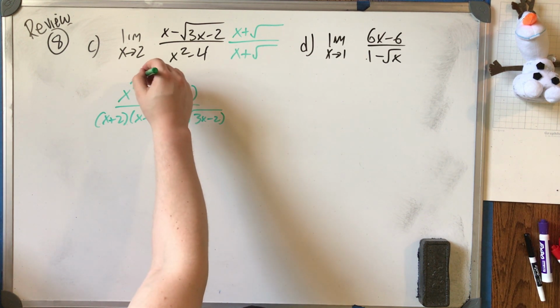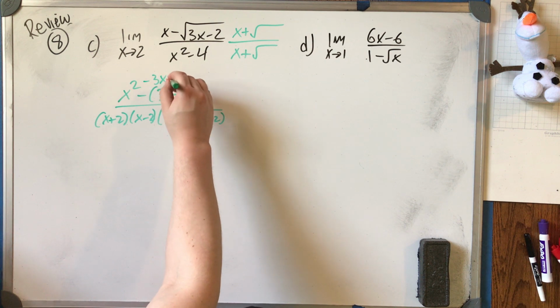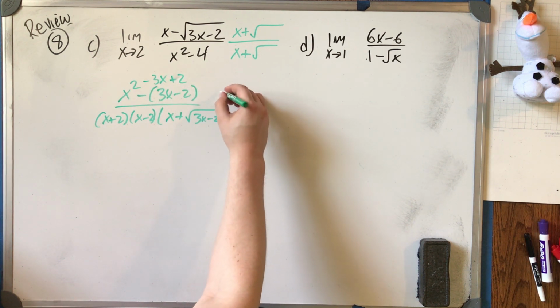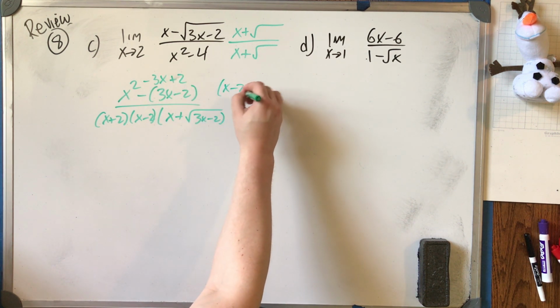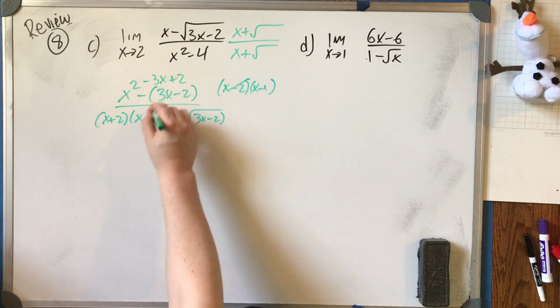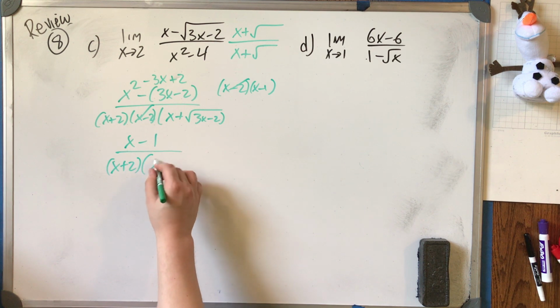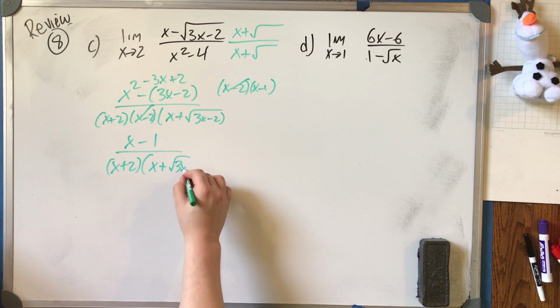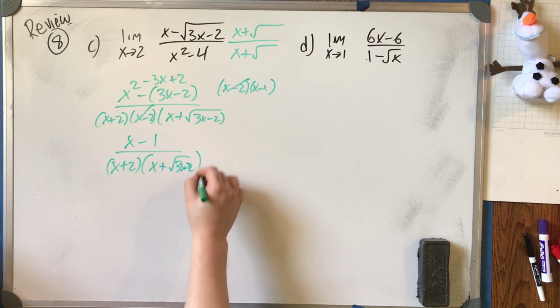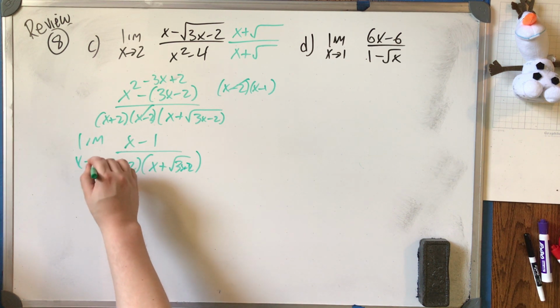All right, so when I simplify this top part, I really have a negative 3x plus 2, so I can actually factor that. That's going to factor to x minus 2, x minus 1. So the x minus 2's cancel, so I'm left with x minus 1 over x plus 2 times this crazy x plus 3x minus 2 business.